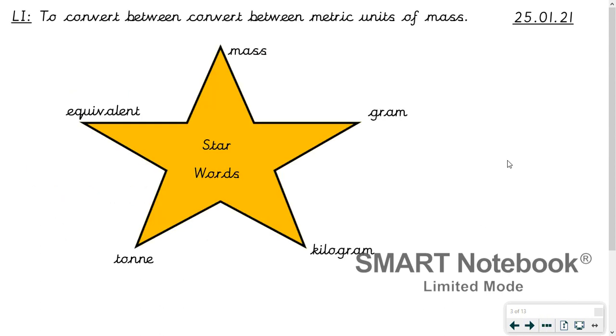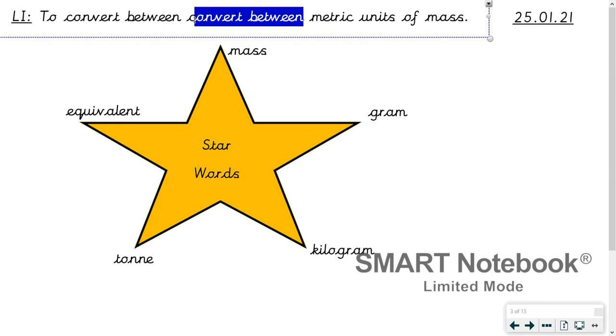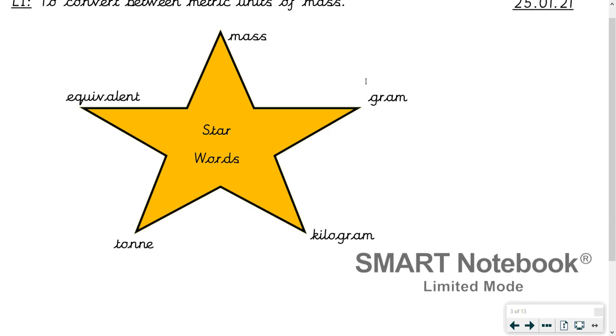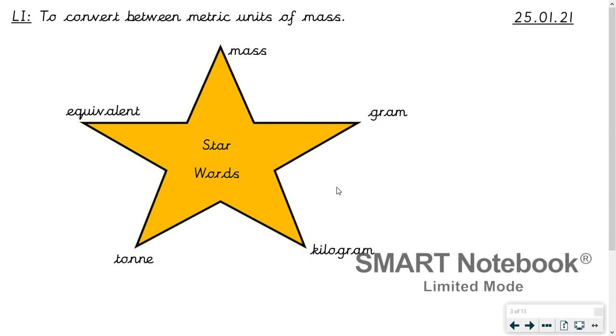Today we're looking to convert between, oh dear, that is appalling. I've done it again. To convert between metric units of mass. Now that word mass is hopefully one we've come up against before, but we're going to explain what it is and why we're looking at it in a second. Our star words are mass, obviously, gram and kilogram. Hopefully those are ringing a bell, but you might have looked at them before. Ton and equivalent. Equivalent's still there.